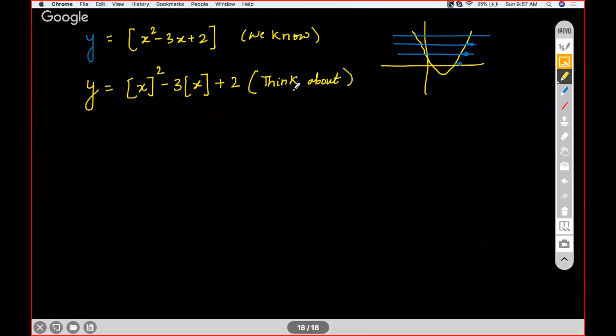If you are done, take a snapshot of the paper where you have drawn it, and send it to me on my WhatsApp. And tell me the answer for this. Okay, got it. Fine. So let's call it a day now.